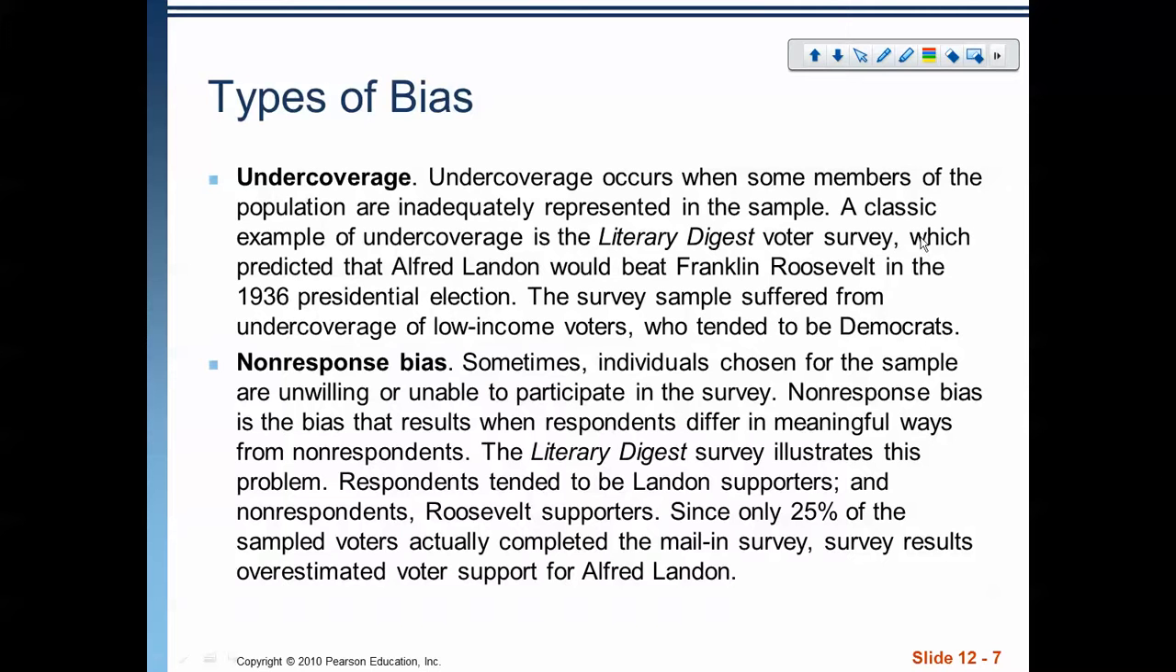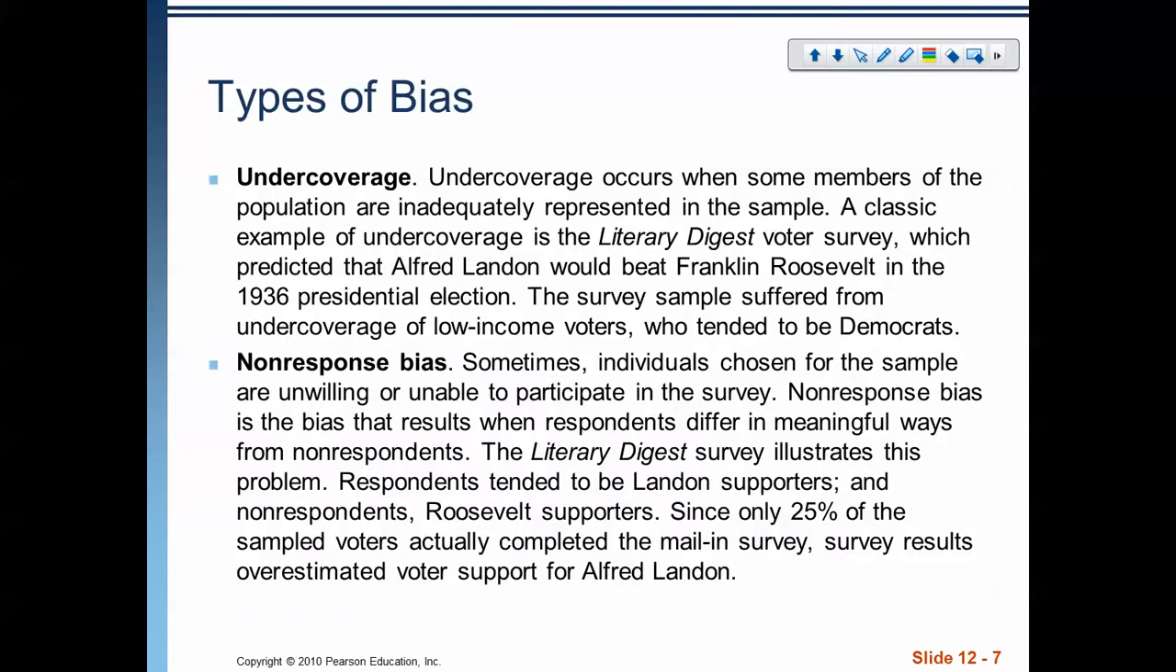A good example of undercoverage was in the 1936 presidential election. A magazine, Literary Digest, ran a survey to see who was going to win the 1936 presidential election. And according to that survey, Alfred Landon was going to win by a landslide, right? It wasn't even a contest. He would beat Franklin Roosevelt. And then we all know, we've never heard of Alfred Landon before, but we've probably all heard of Franklin Roosevelt, I hope. And so we know Franklin Roosevelt obviously won that presidential election.